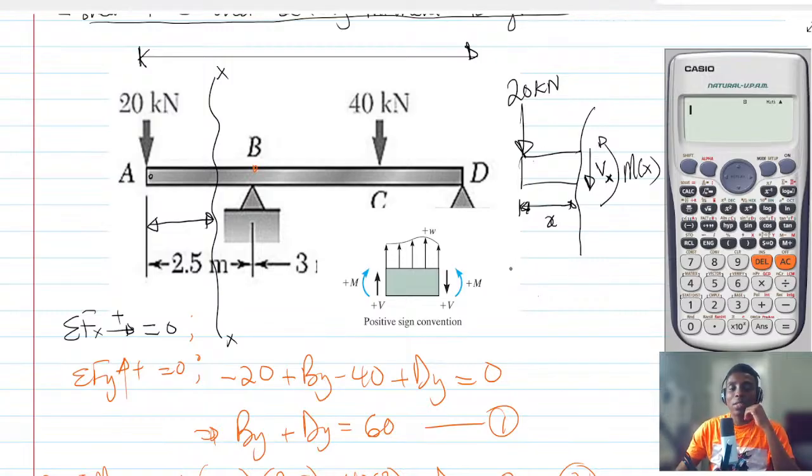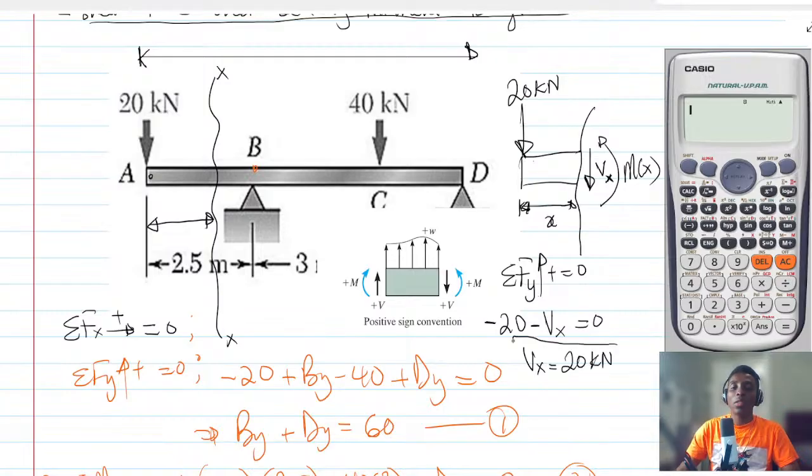Let's sum forces going up to be 0. Let's say that this portion is in equilibrium. So minus 20 will come down, and then minus Vx will also come down to be 0. Now this means that Vx is nothing but 20 kilonewton. So let me bring everything which I'm doing here down.